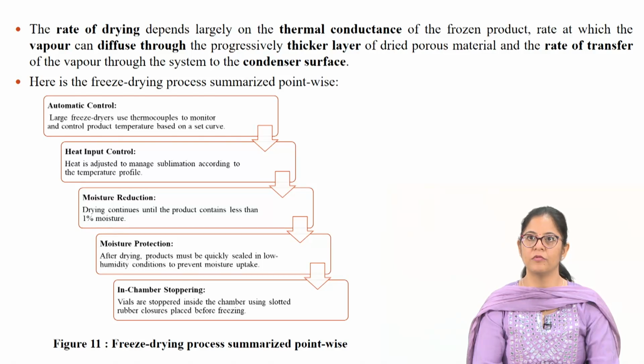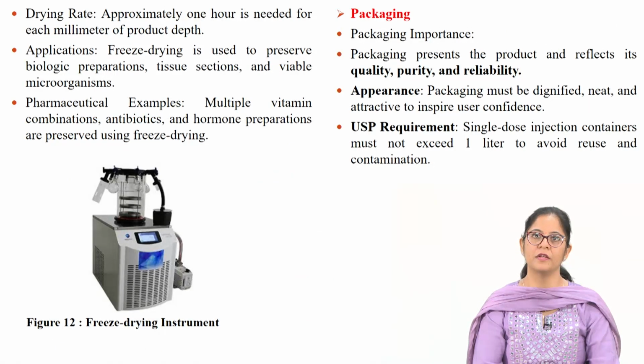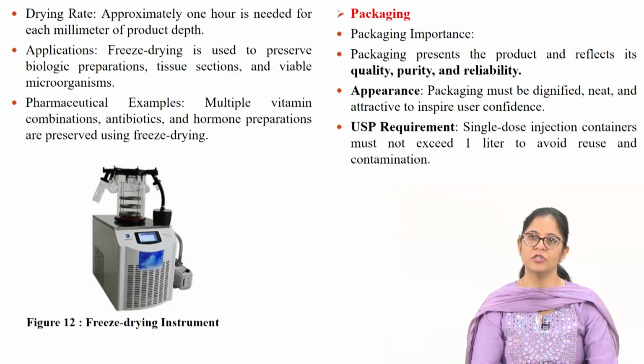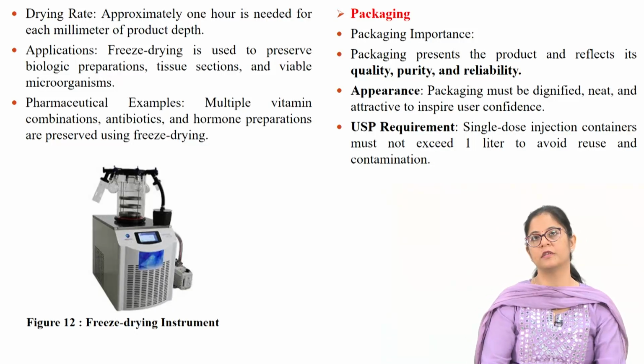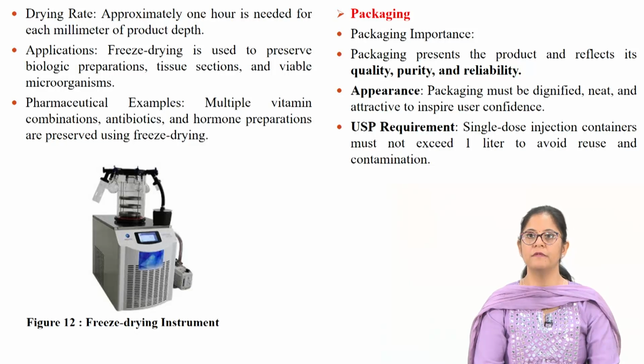Here is the freeze drying process summarized point wise. Automatic control, heat input control, moisture reduction, moisture protection, and in chamber stoppering occurs. The drying rate: approximately 1 hour is needed for each millimeter of product depth. Applications: freeze drying is used to preserve biological preparations, tissue sections, and viable microorganisms. Multiple vitamin combinations, antibiotics, and hormone preparations are generally preserved by freeze drying.